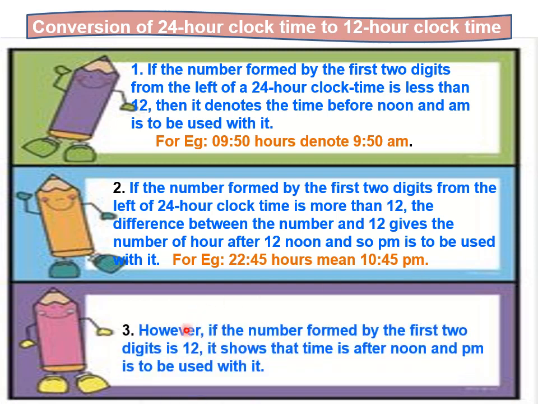Now number 3. However, if the number formed by the first two digits is 12, it shows that the time is afternoon and pm is to be used with it. If night noon is there, then we will write 0, 0. It is the starting of the day. So if 12 is there in the digits, we will write pm.